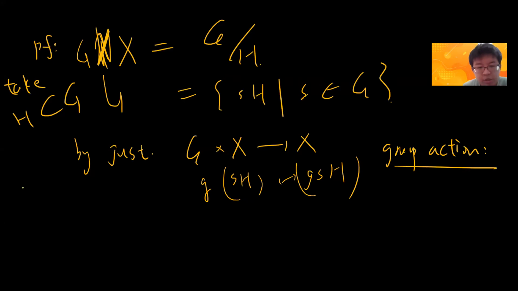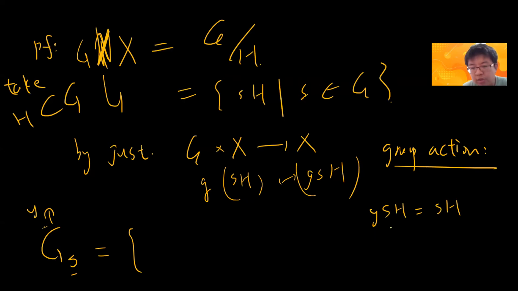Let's compute the normalizer of sH, the stabilizer of sH. Let y belong to this. We want y sH to be sH, which tells you that s inverse y s H will be H. So s inverse y s.